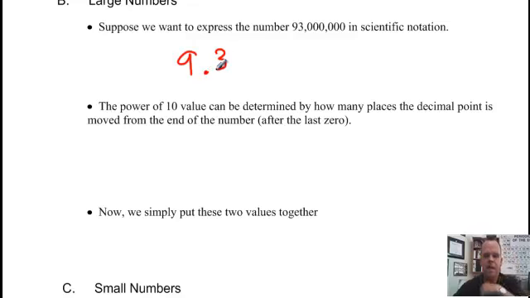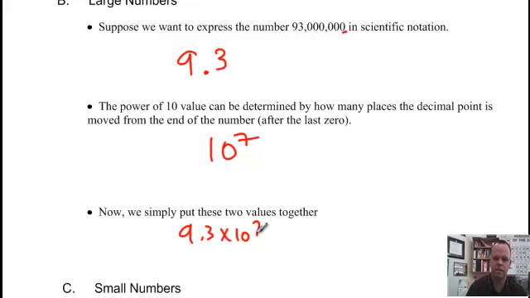Now, we're obviously not dealing with 9.3 by itself. We're dealing with a number much larger than 9.3. So this is where the power of 10 comes in. The power of 10 is determined by how many places the decimal place is moved from the end of the number after the last zero. In this case, if we started with the decimal place here, we had to move it 3 places to get to the thousands place, 3 more places to get to the millions, and 1 more to get to 9.3. So in this case, we'll use 10 to the 7th. We put that together and we write the number 9.3 times 10 to the 7th.